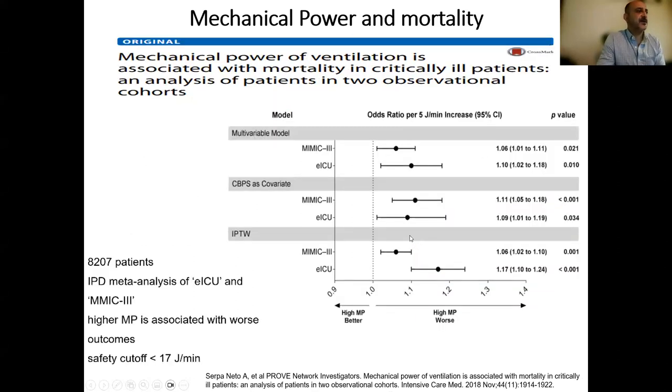Another study here, and it was a meta-analysis, mechanical power of ventilation associated with mortality in critically ill patients. So it's a meta-analysis of two observational studies. And here to the right, above one, is the worst mechanical power. And you can see that the higher the mechanical power, the more it was related to mortality. And again, they calculated the safety cutoff value of 17 joules per minute, like the last study we talked about.